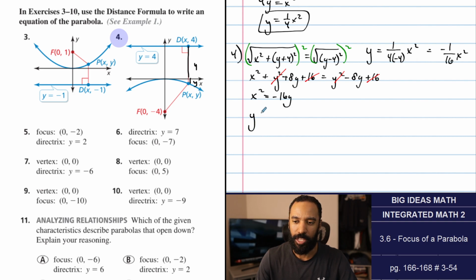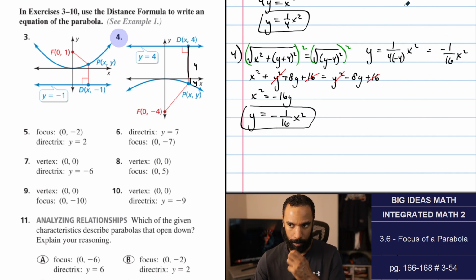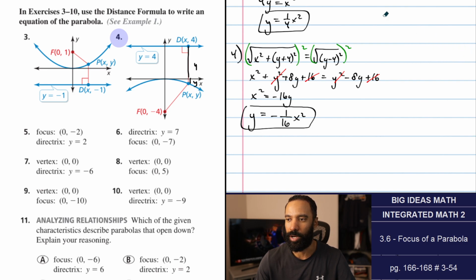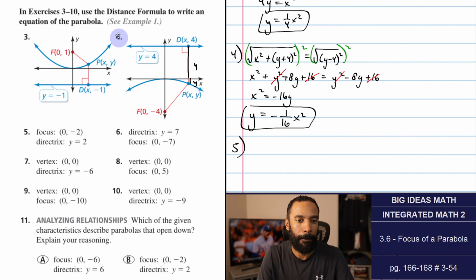If I divide both sides by -16, I get y equals -1/16 x squared, which is what we got over there. So you can see there's a lot less work that I need with that. I'm still using distance formula, or I'm using distances to get them, not just 1/4p.